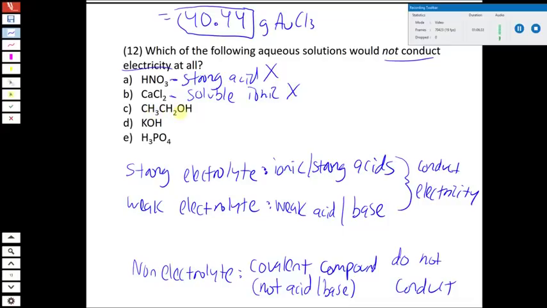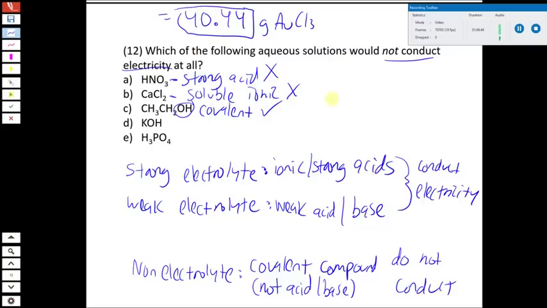CH3CH2OH. We don't expect you to know the name of this, but this is called ethanol. Anything that has OH at the end is an alcohol, which makes it a non-electrolyte. So this is going to be a covalent compound, but not an acid or a base. So this is going to be the one that we think we're going to pick.